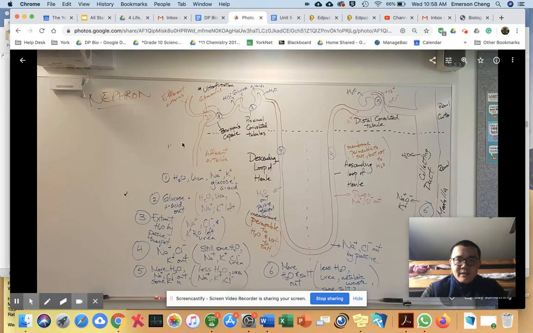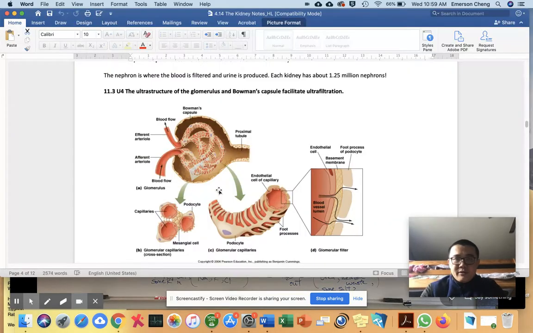This is the part where the blood comes into the glomerulus. The blood is under high pressure, and so blood will leave the glomerulus in a process called ultrafiltration, going into the Bowman capsule. At that point, it will be called filtrate, and that filtrate will contain these substances. Now, let's go into a little bit more detail.